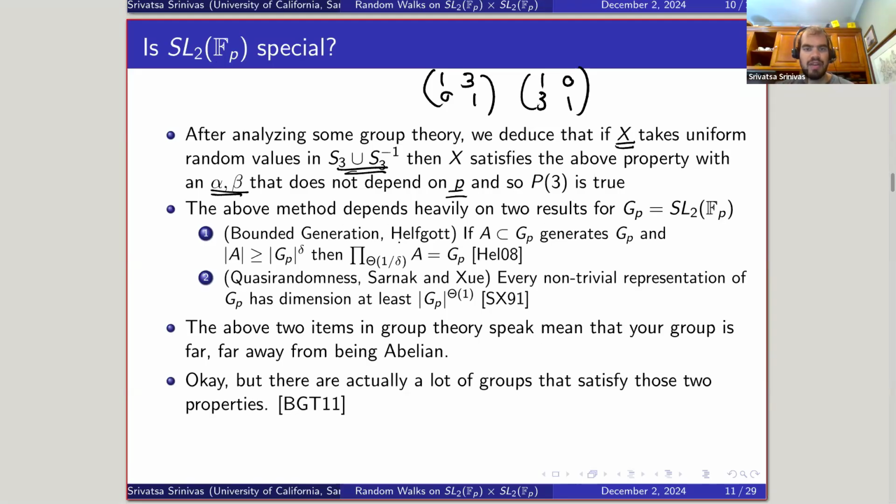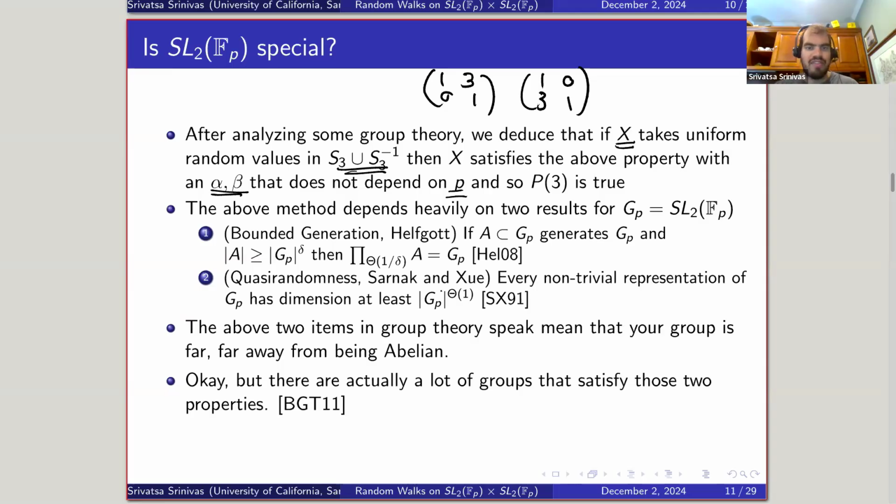Well, one is bounded generation by Helfgott. That is, if A is a subset of SL2(F_p) that generates SL2(F_p) and A has initial largeness, its size is at least the size of the group to some delta, then I can take the product 1 over delta many times and get the group. Okay, so that was a cool paper by Helfgott. It solved a conjecture of Laszlo Babai.